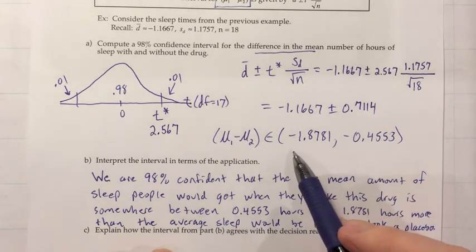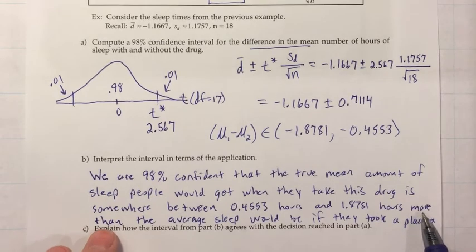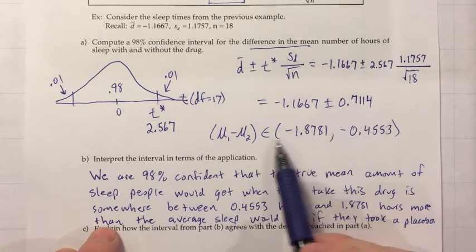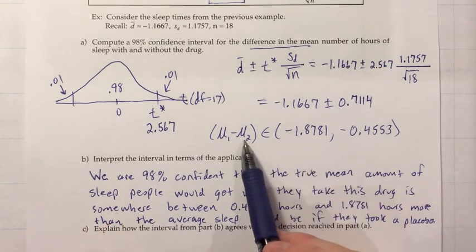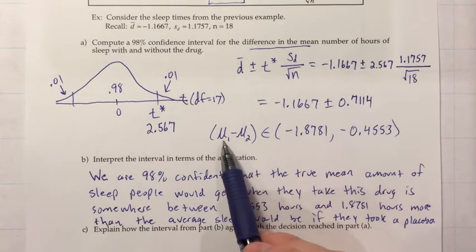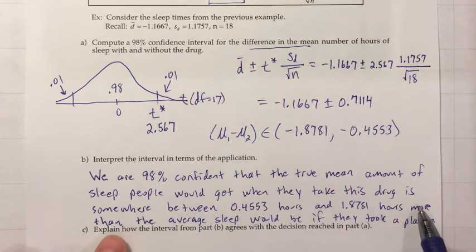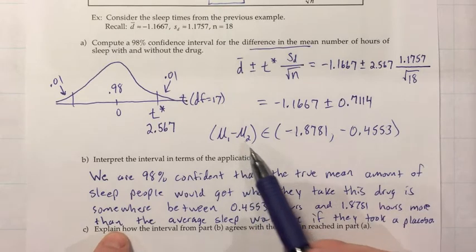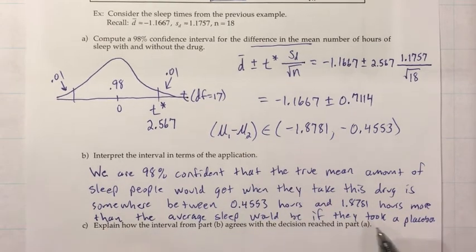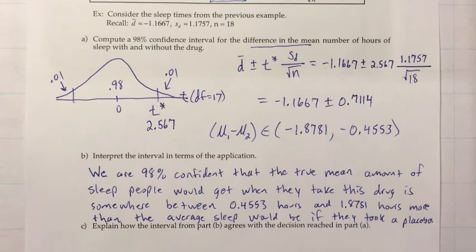So what happened to the negative, right? The negative showed up in the phrase "more than." If a subtraction comes out negative, it means the amount of sleep here was greater than that amount of sleep, and so that's why I'm saying "more than" for the night they took the drug, which was population 2, compared to the placebo, which was population 1.